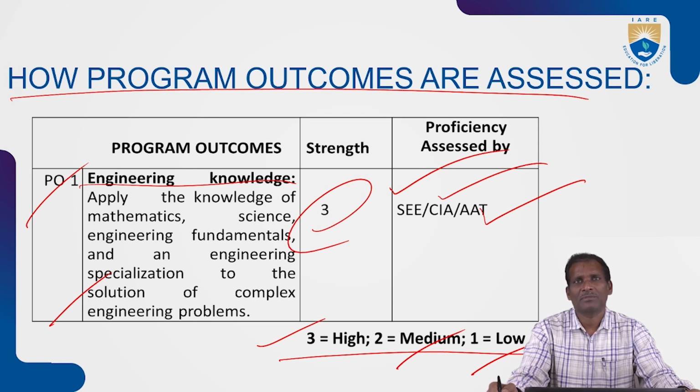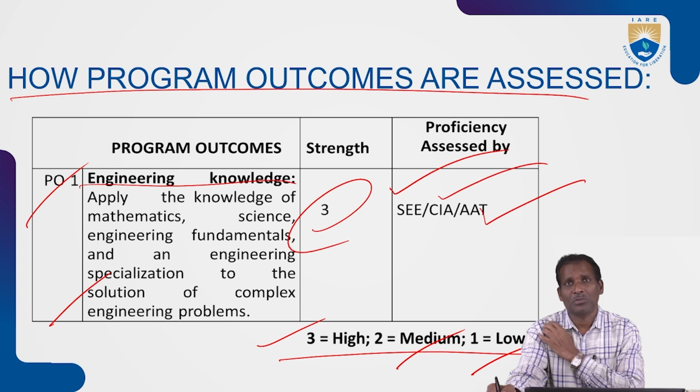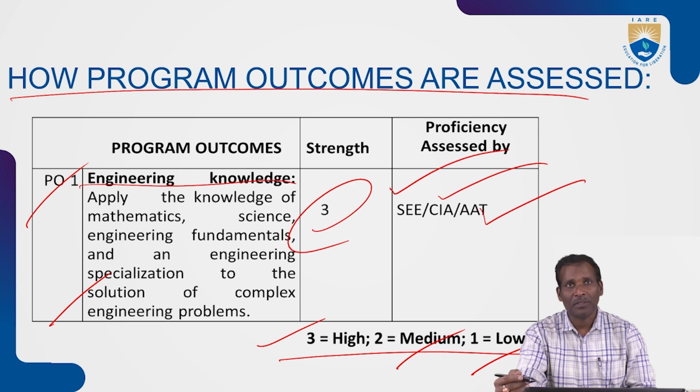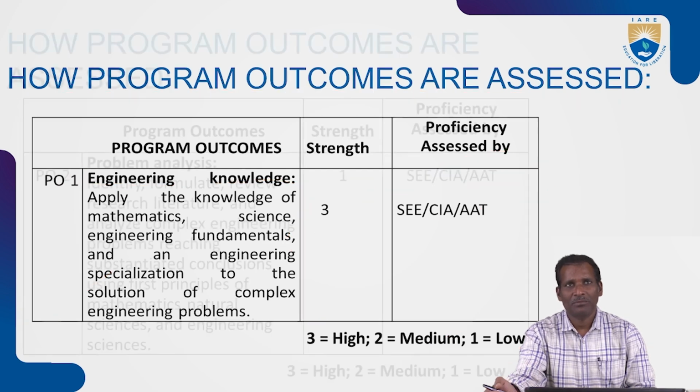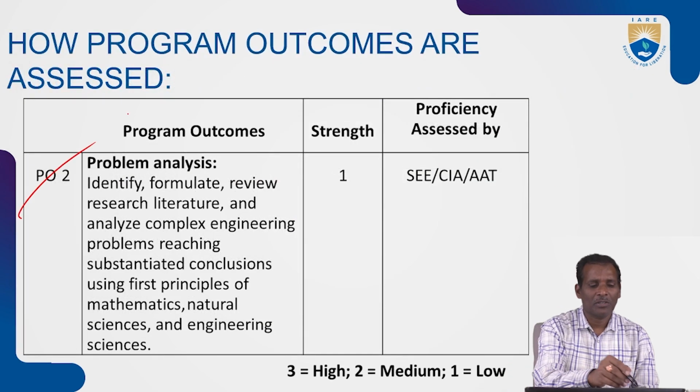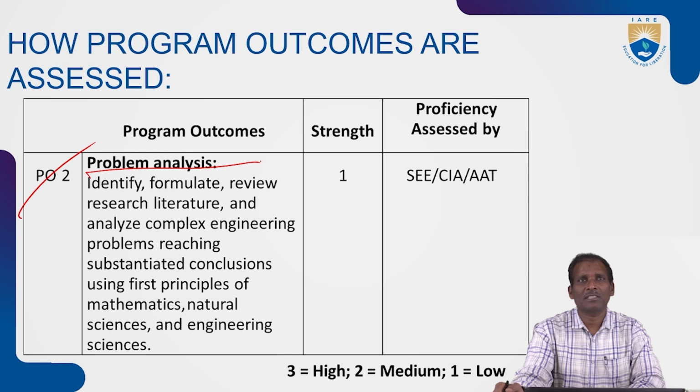AAT means alternative assessment tools. So by conducting these proficiency tests, the assessment will be completed and then we will start the continuous quality improvement, as already shown in the diagram. Next, the second outcome, PO 2, problem analysis.